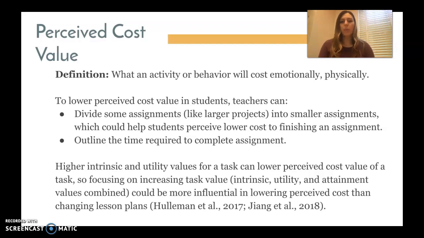So, to lower perceived cost value in students, teachers can divide some assignments, like the larger projects, into some smaller assignments, which could help students perceive lower cost of finishing an assignment. They can also outline the time required to complete an assignment. High intrinsic and utility values for a task can lower perceived cost value of a task. So focusing on increasing task value, which is the intrinsic, utility, and attainment values combined, could actually be more influential in lowering this perceived cost than just changing lesson plans.